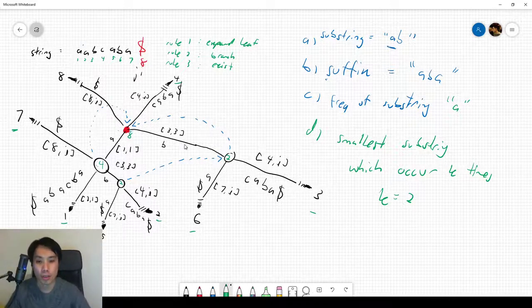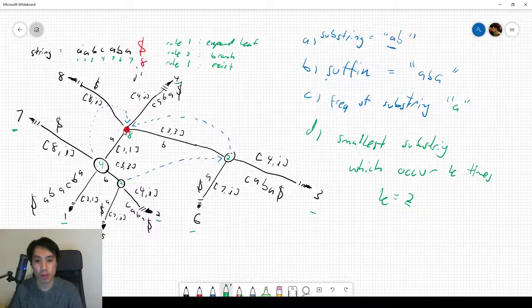So it denotes the frequency. If I want the smallest substring which occurs at least k equals 2 times, I will look for the smallest. So here is 2, here is 2, but which one is smaller? If you look at the gap, here actually goes through 1 alphabet, 2 alphabets. Here actually only goes through 1 alphabet. How are you supposed to know it? You're not supposed to count the edge. You're supposed to sum up all of the length.